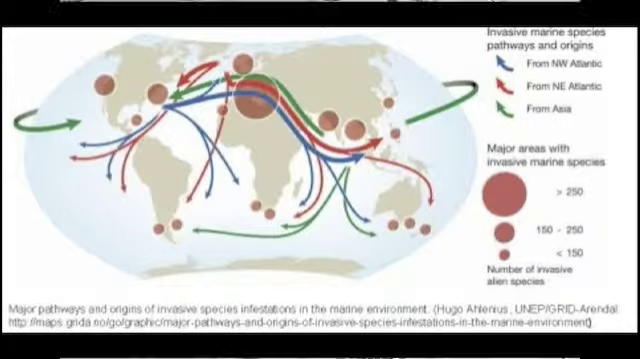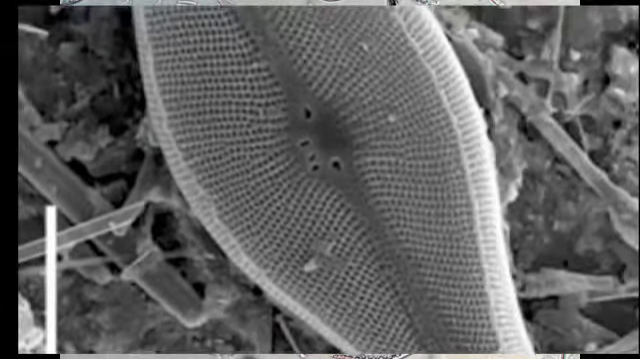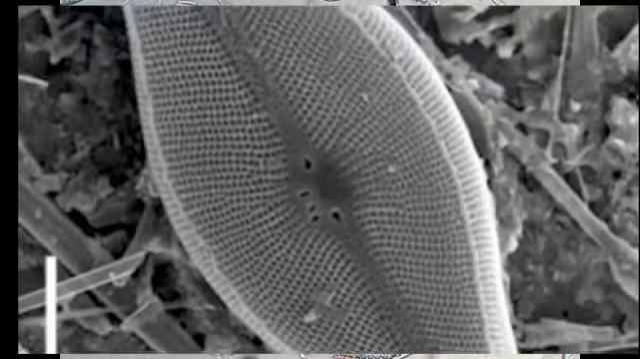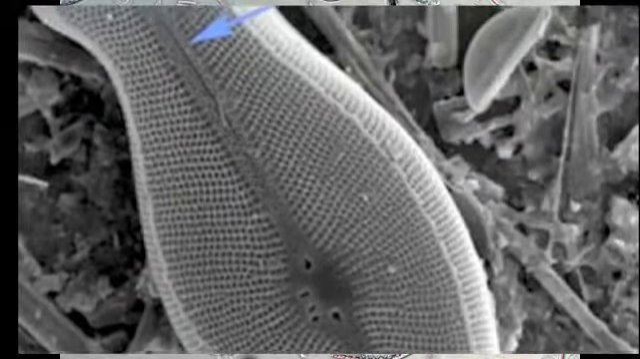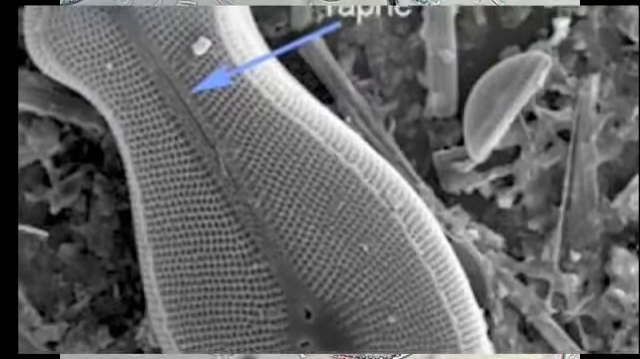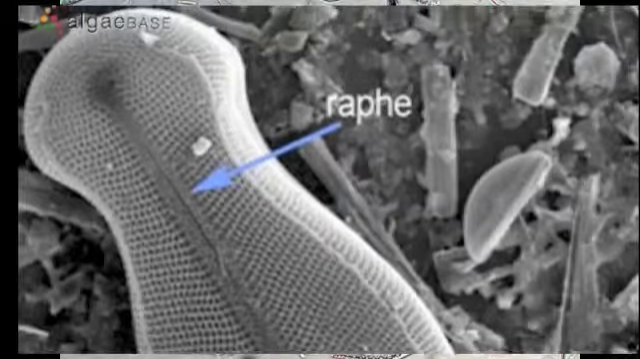Now, diatoms, as you know, are single-celled organisms, and Didymo, like the rest of the diatoms, is a single-celled organism. But one of the unusual things about it is that it can group together to form huge masses of this diatom clump that makes it almost look like a filamentous algae.